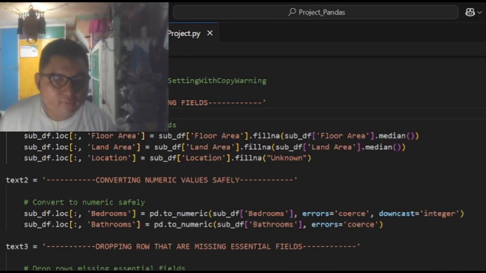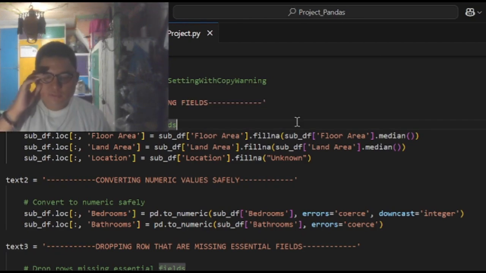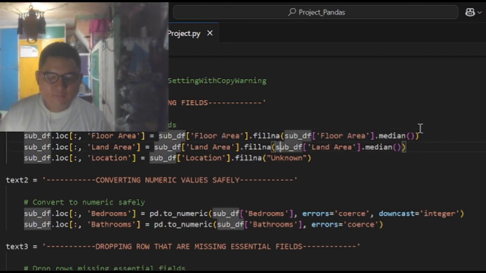The first one is labeled as the missing field, which is important because sometimes in our data set there are empty or missing values. This can cause problems in our analysis or even errors during processing. So what we do here is fill those values in a smart way. Firstly, the floor area. If there are missing values, we fill them using the median of that column. We use the median instead of the average because the median is not affected by extreme values or outliers. It also gives a more balanced placement.